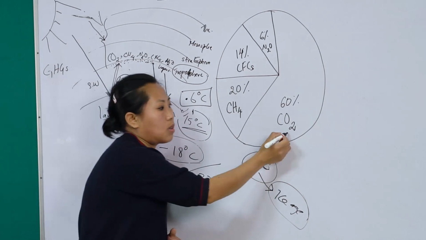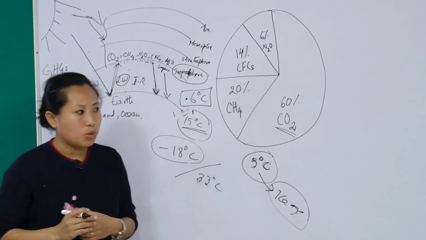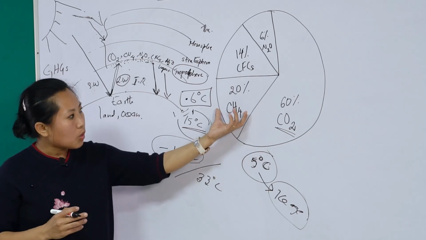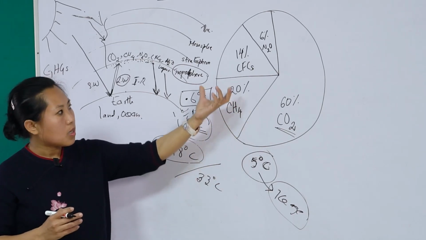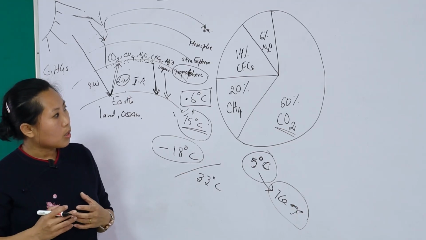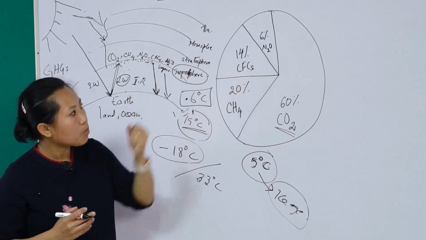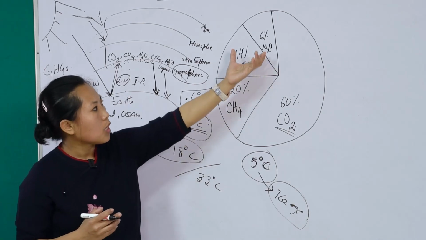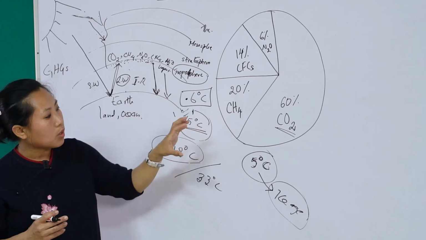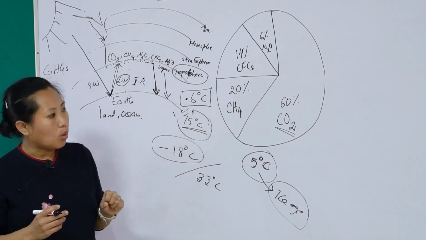Carbon dioxide is the maximum contribution. It contributes 60% to global warming. Methane contributes about 20%. CFCs, which are also called chlorofluorocarbons, contribute 14%, and oxides of nitrogen contribute 6%. So these are the relative contributions of the different greenhouse gases to global warming.